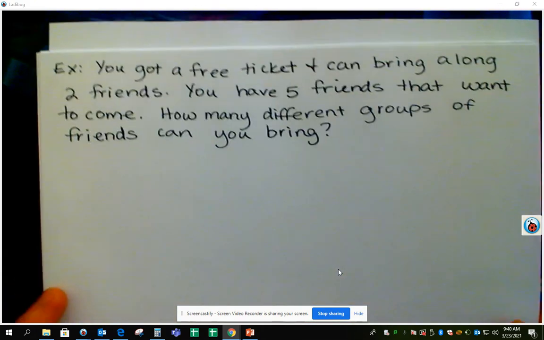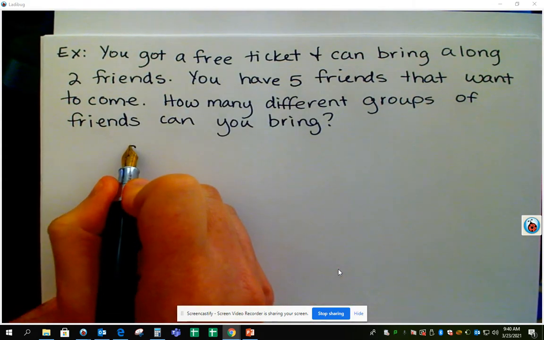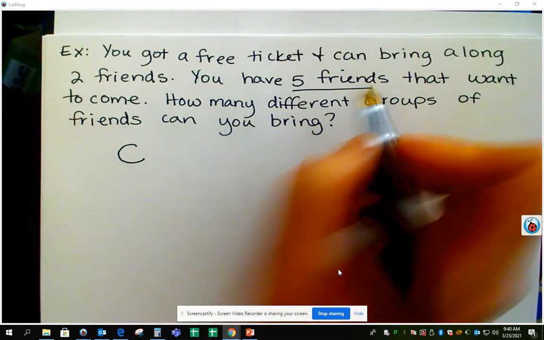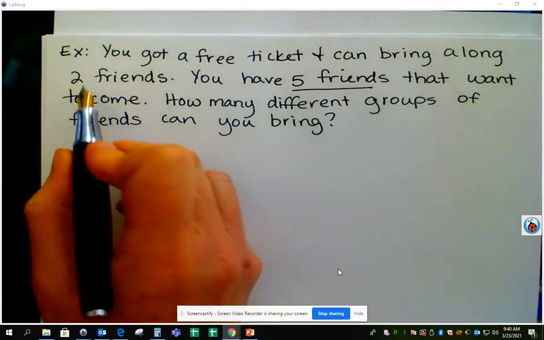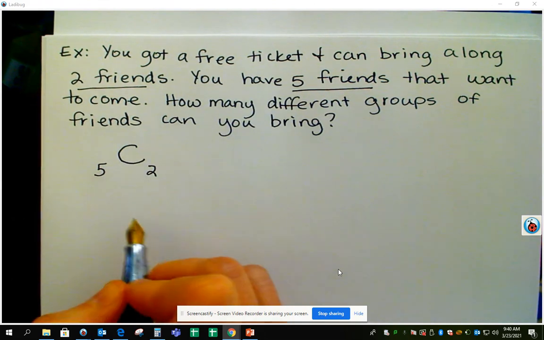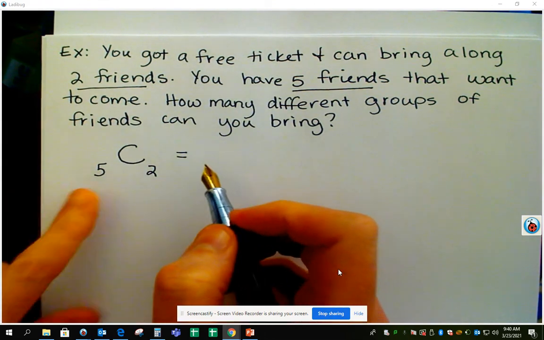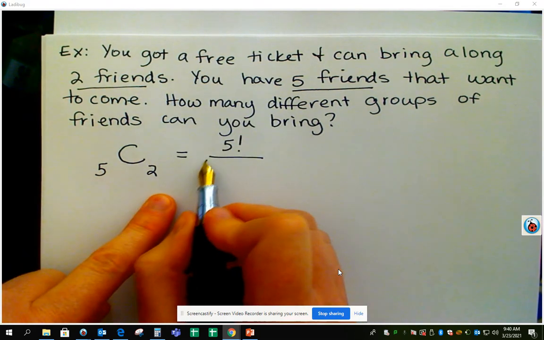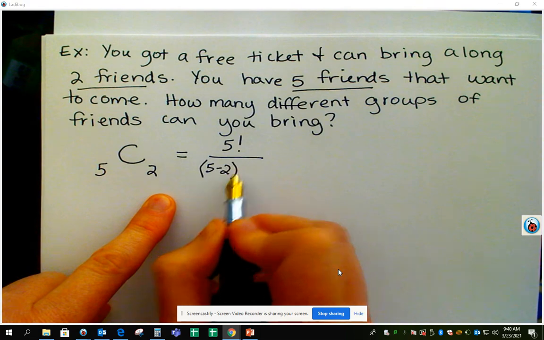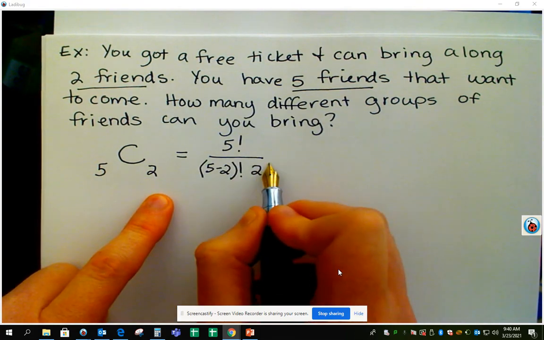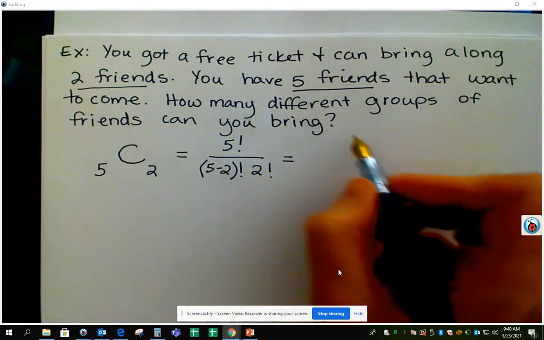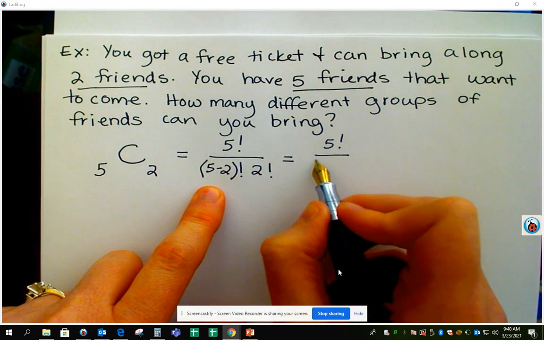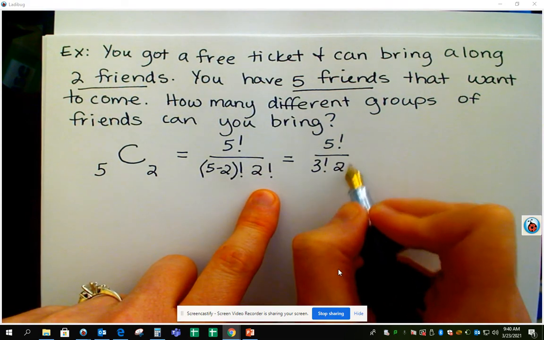Okay, so let's set up our formula. We know it's a combination because it doesn't matter what order you bring them in. You've got 5 total friends, so your bigger number, and you can take 2 at a time to the concert. Remember, this number goes on top with a factorial, and then 5 minus 2 with a factorial, and then 2 with a factorial. Okay, let's simplify that first. 5 factorial over 5 minus 2 is 3 factorial, 2 factorial.